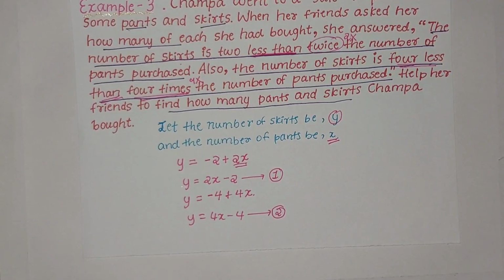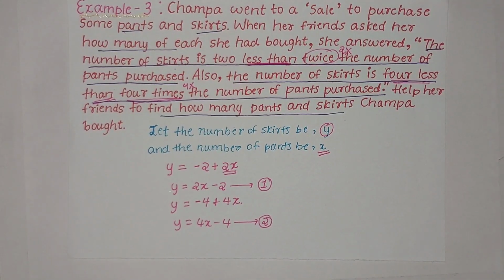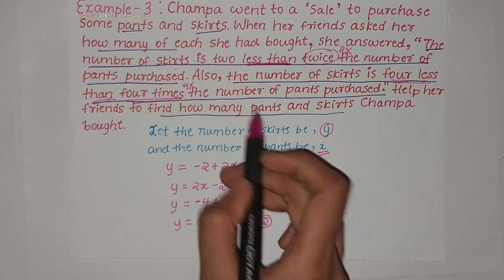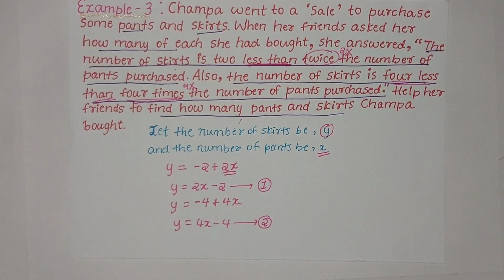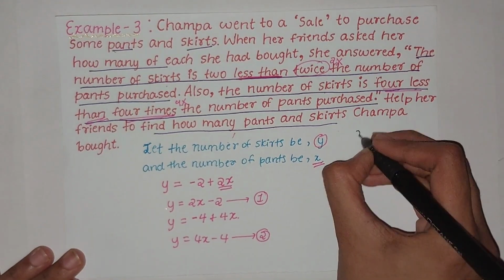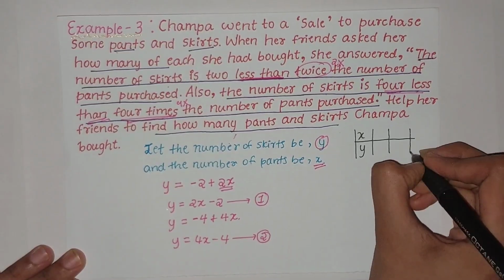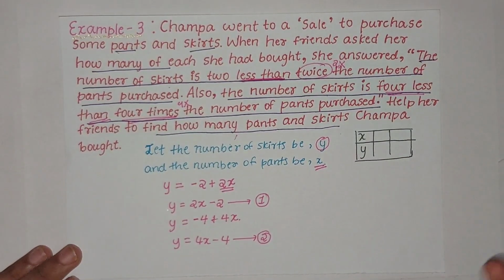Now, what I should do is, to find how many pants and skirts, I am going to make the table and draw it on the graph, and let us see how many solutions I'll get, and based on that I will tell how many pants and skirts Champa has bought. Understanding my points? Okay, now let us start. Yes, now x and y. For the first equation, and for the other also we will do.